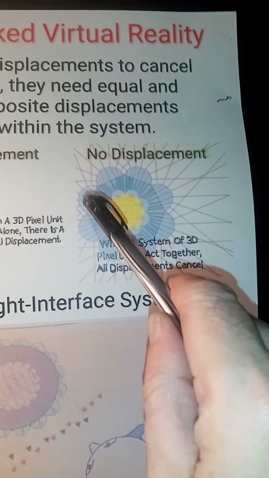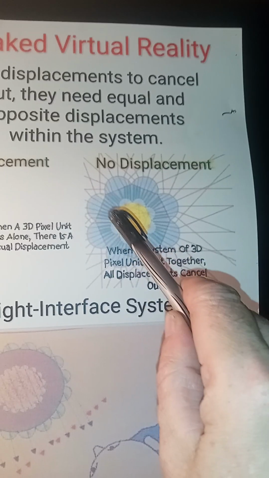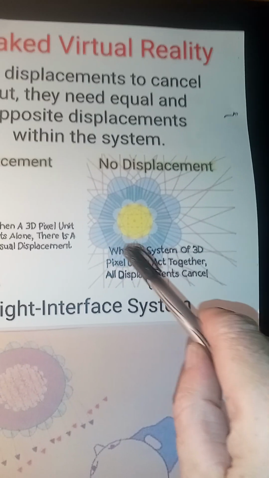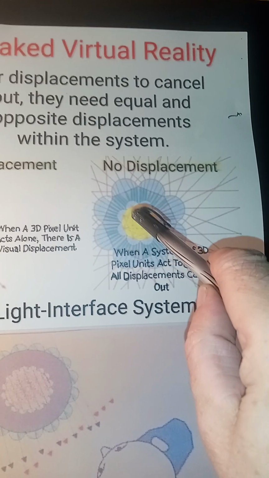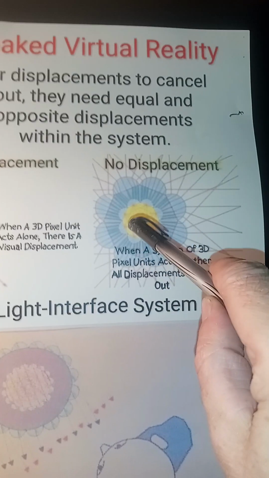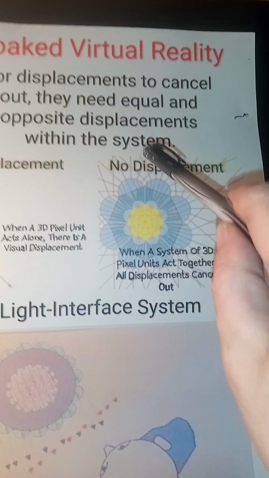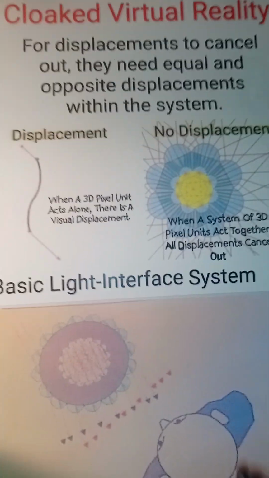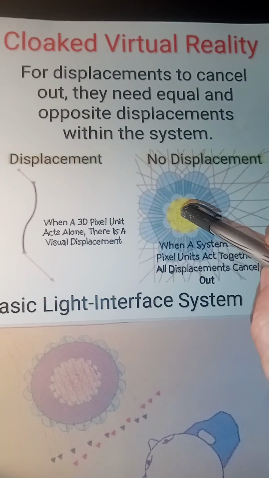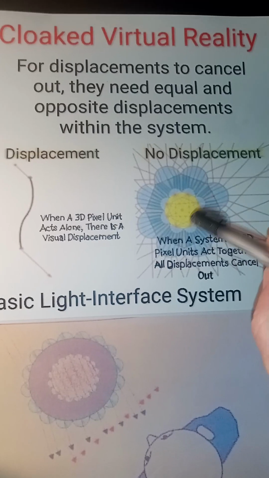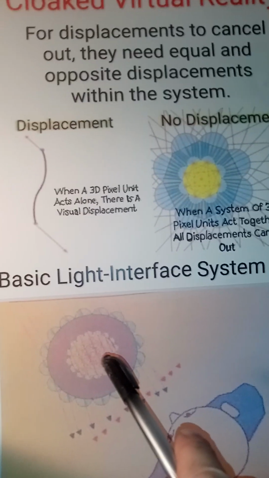But when you have a system of these picture elements, 3D picture elements, each in a place around a central core, all these displacements cancel each other out. There's no displacement for any of the light going through. You can understand what I mean. Not only does it provide a cloak, it produces a 3D cavity of the light coming through from the outside world. In essence, a holodeck.